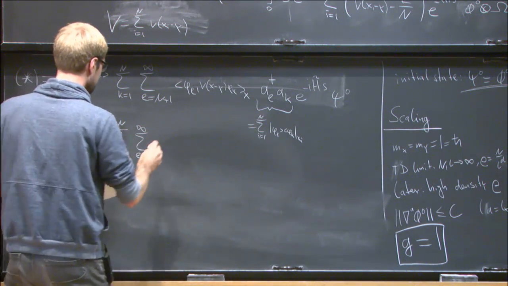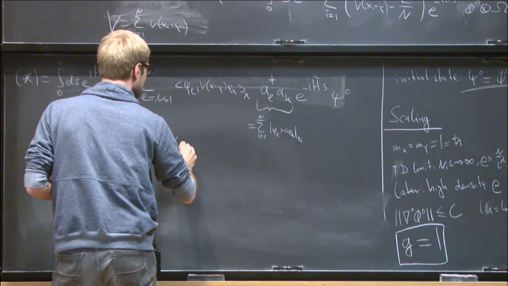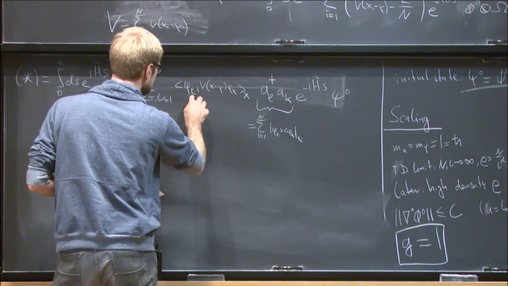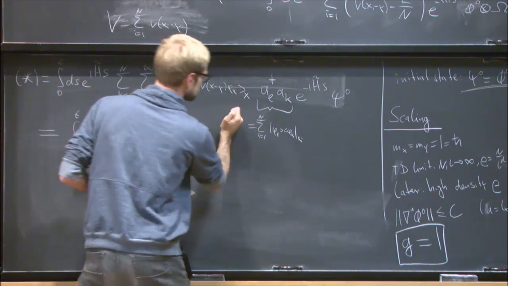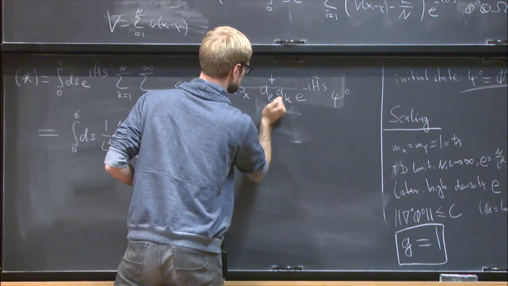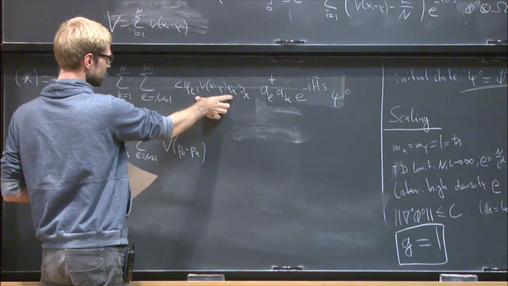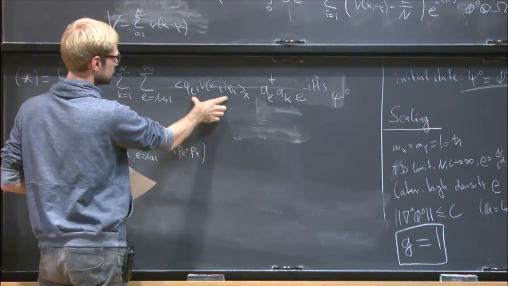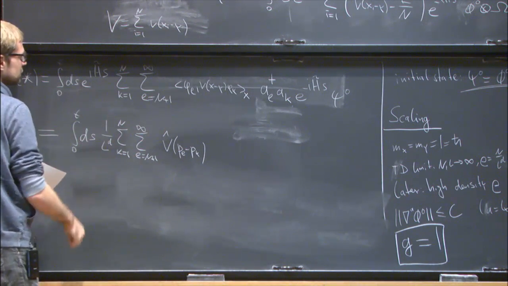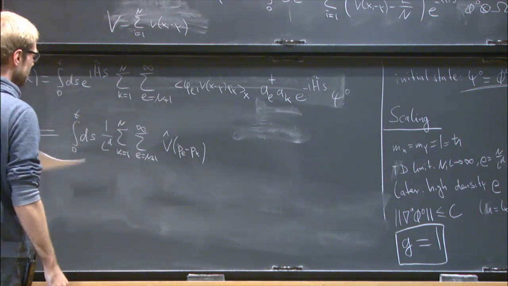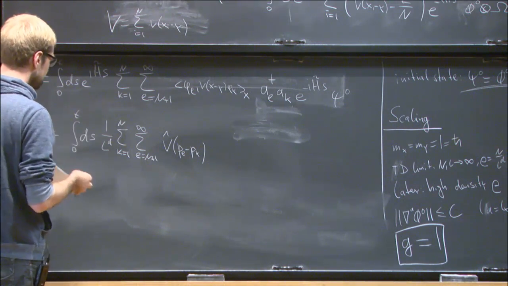And then, so I get here the v hat of PL minus PK. So here it's just the Fourier transform of L minus K, with the definition that I get a 1 over L to the D out. And then, so what do I have?